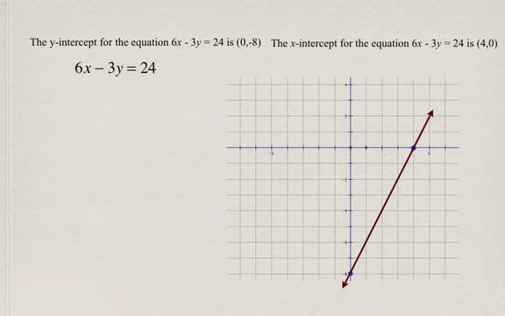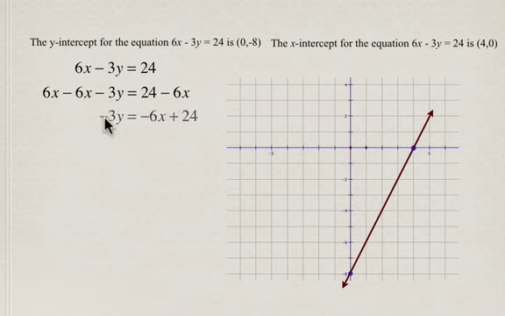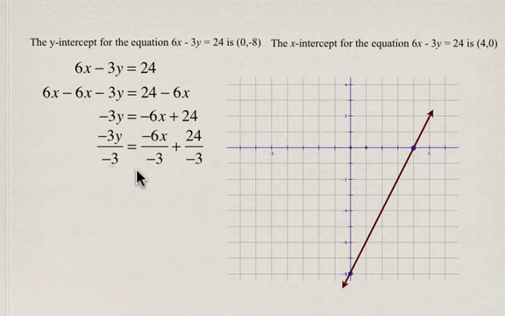If we want to check by rearranging this equation, we can put it into slope-intercept form. The first thing we're going to do is subtract 6x from both sides, and we end up with -3y equals -6x plus 24. Divide both sides by -3, and -3 over -3 is 1, so that's 1y. -6 over -3 is +2, so +2x, and 24 divided by -3 is -8, so this becomes -8.